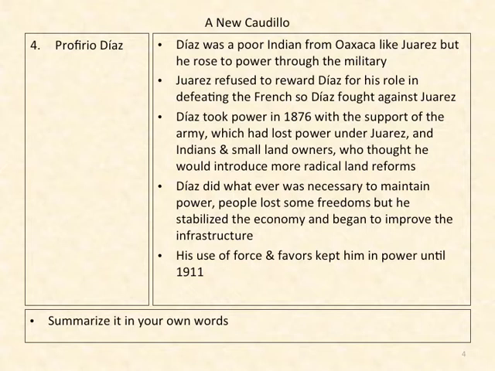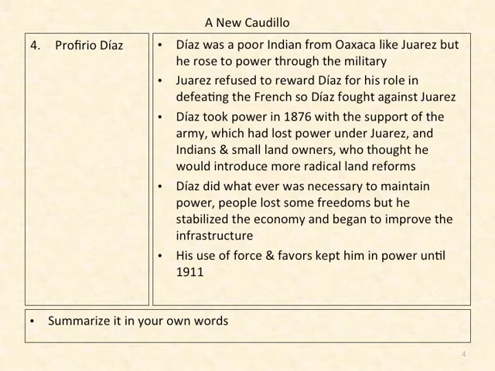All right, in this time, there is a caudillo, and remember, a caudillo is a military dictator. And this one is Porfirio Diaz. Now, Diaz is a poor Indian from Oaxaca, like Juarez, but he goes to power through the military, not through his law degree and lower political offices. Now, Juarez refuses to reward Diaz for his role in defeating the French, so Diaz begins to fight against him. Diaz takes power in 1876 with the support of the army, which had lost their power under Juarez, and Indians and small landowners who thought he would introduce more radical land reforms.